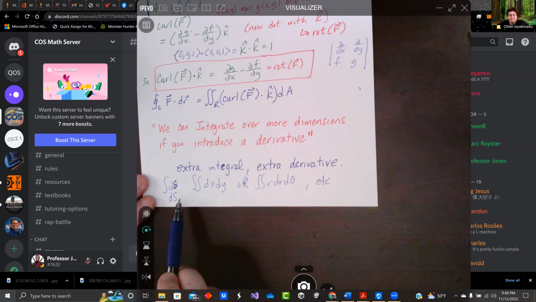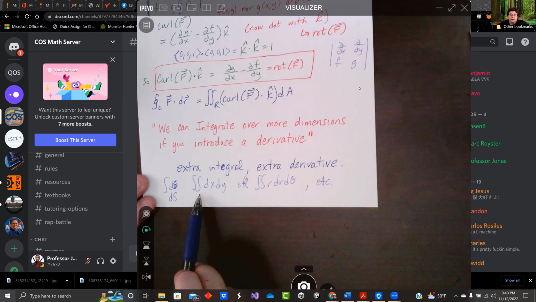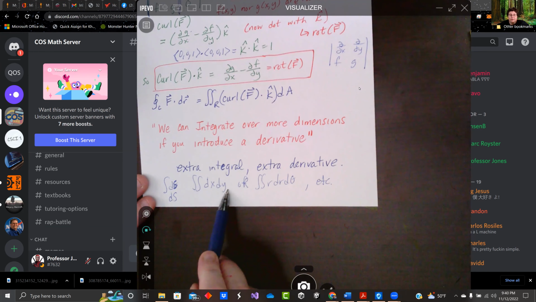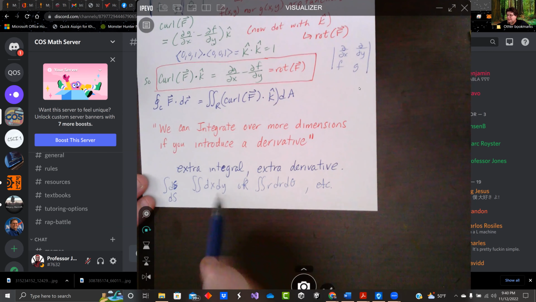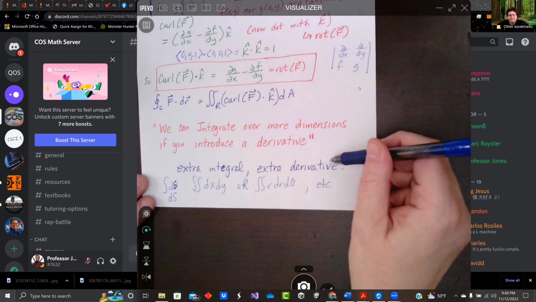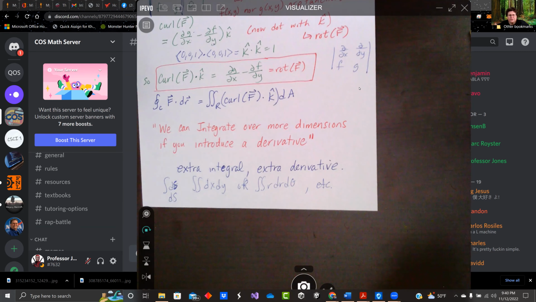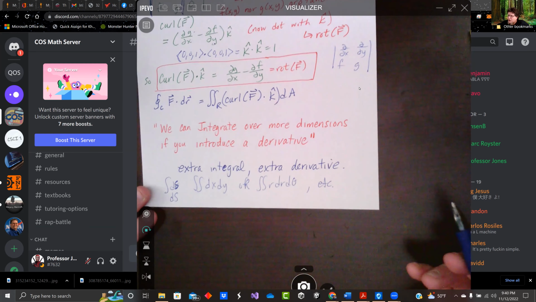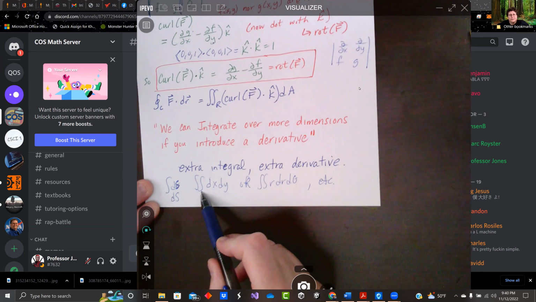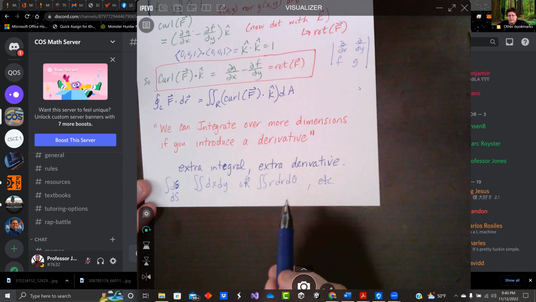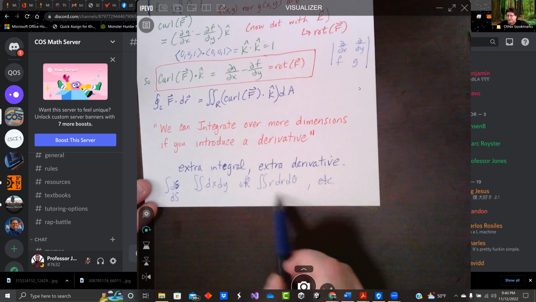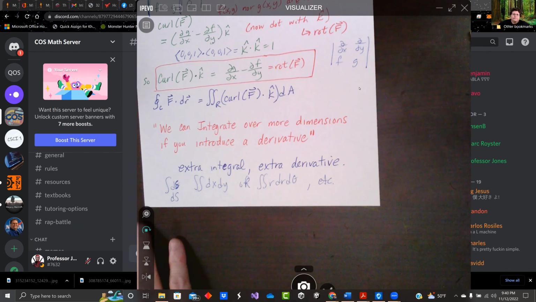So if it makes it easier, we can add more work by adding an integral and derivative, which makes sense because integrals and derivatives offset each other, in their own way. They're opposites. So if we add one, we have to add the opposite of it. So dx dy or r dr d theta. That's the main gist of it.